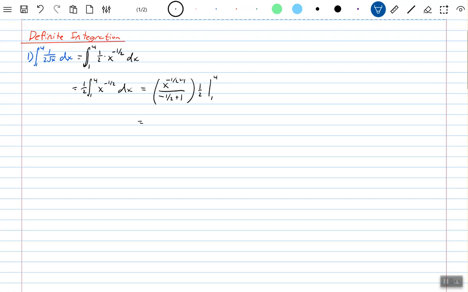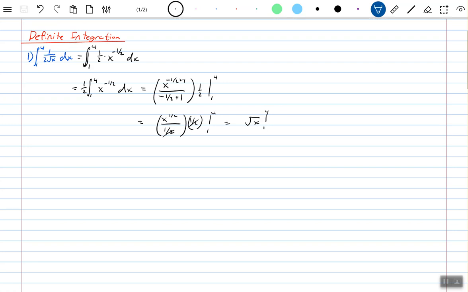Now this is equal to x to the 1/2 over 1/2 times 1/2 from 1 to 4. Now here we have a 1/2 multiplying a 1 over 1/2, so those terms are going to cancel. So this is equal to the square root of x from 1 to 4. Now all we did was find the antiderivative, square root x. Now we have to do the fundamental theorem step, where we take these two endpoints, plug them into our antiderivative, and take their difference. And that'll give us our definite integral.